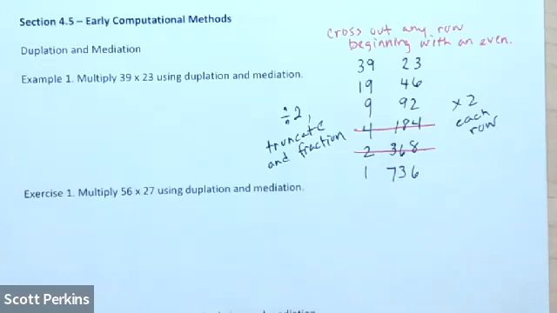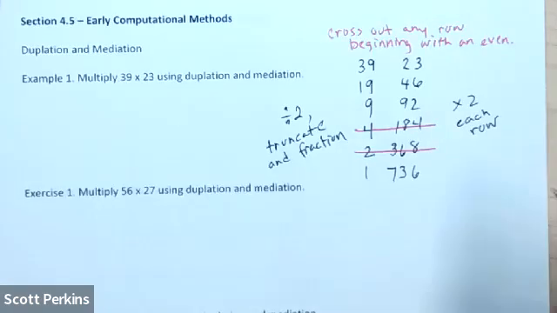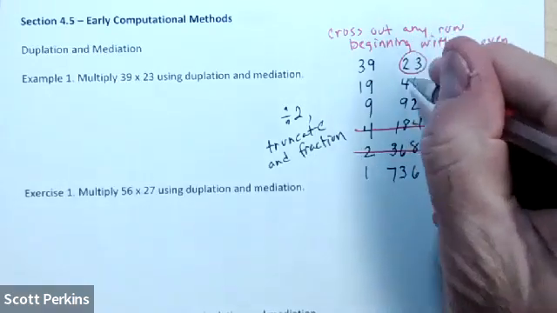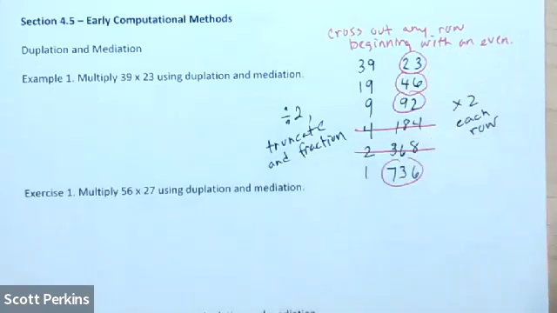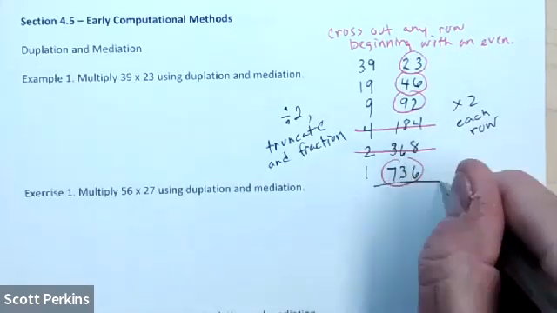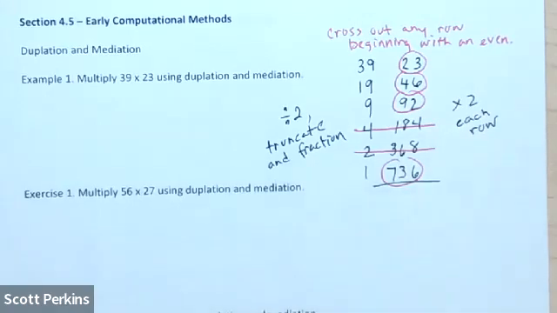And then last but not least, to get the answer to what is 39 times 23, you're going to add up the numbers on the right that remain. So I'm going to add up the 23, the 46, the 92, and the 736. And when you add those 4 numbers up, you are going to get the answer, and we'll verify with our calculator. That will be the answer to 39 times 23.